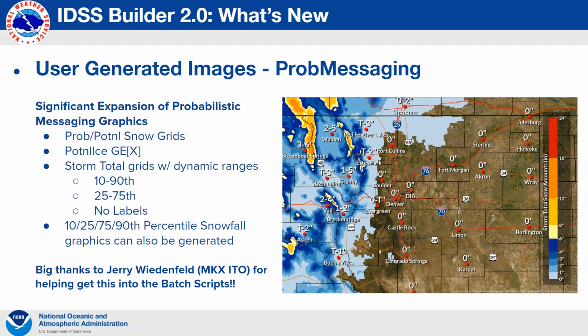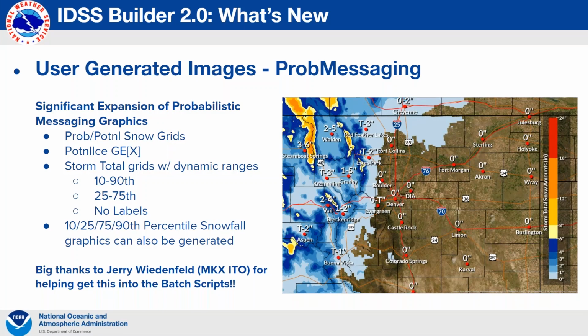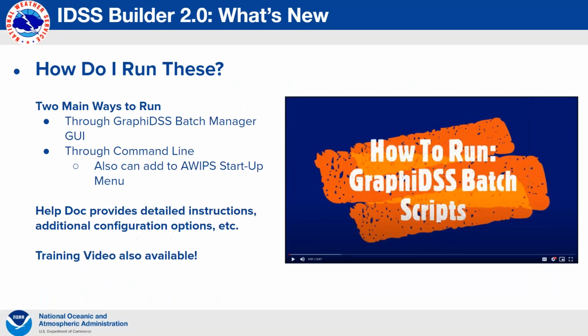We've also added the ability to create storm total images with dynamic ranges. That's thanks to a lot of work done by Jerry Wiedenfeld at Milwaukee. And finally, we can also produce 10th, 25th, 75th, 90th percentile snowfall graphics as individual images as well. So a lot of new features for winter storm messaging are coming this time around too. Next slide.